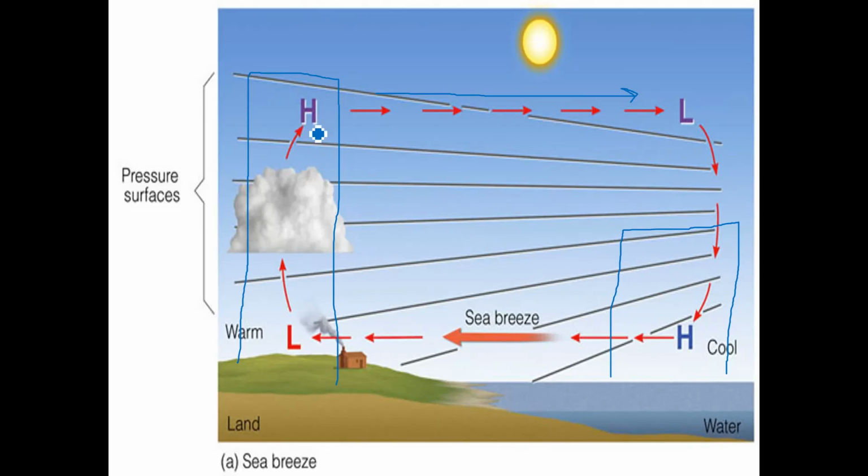What that does is, because air is escaping the column over land, that decreases the surface pressure over land. Meanwhile, since air is coming into the column over the ocean, that creates high pressure at the surface. And then finally, air at the surface starts at the ocean and travels over to the land. And that is the sea breeze.